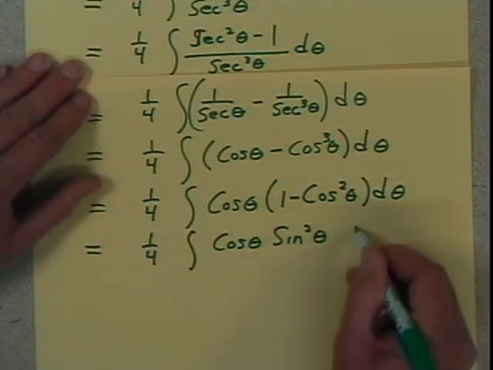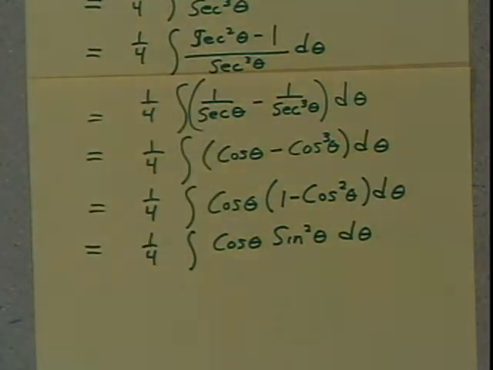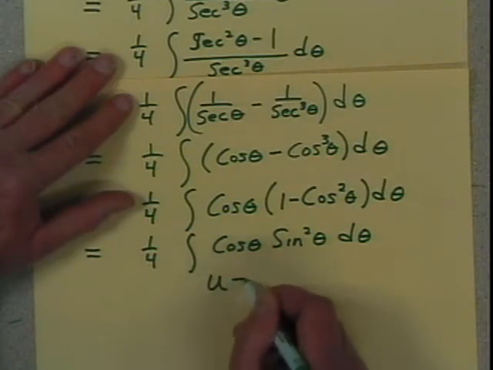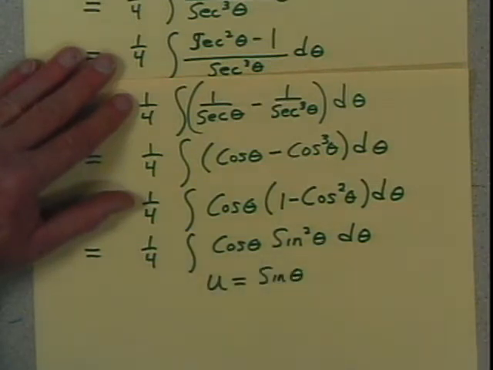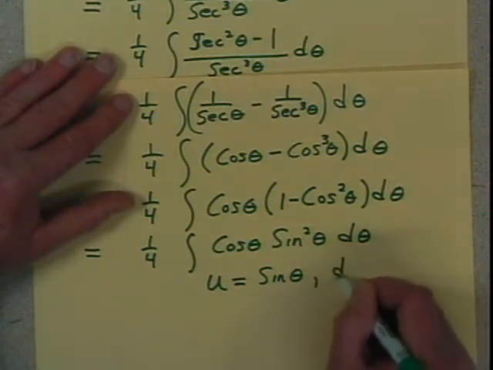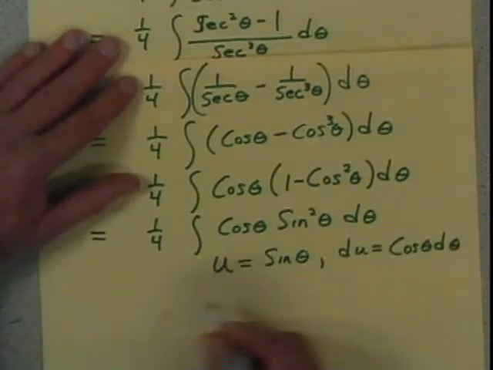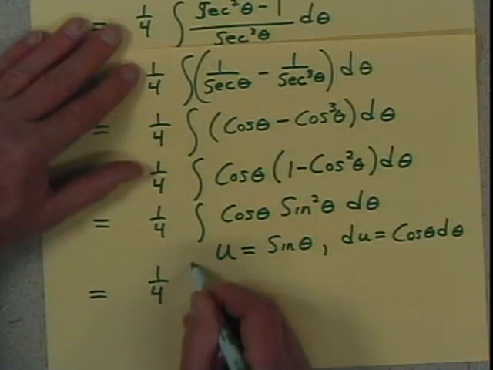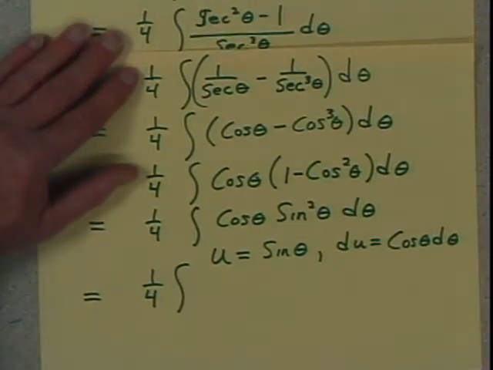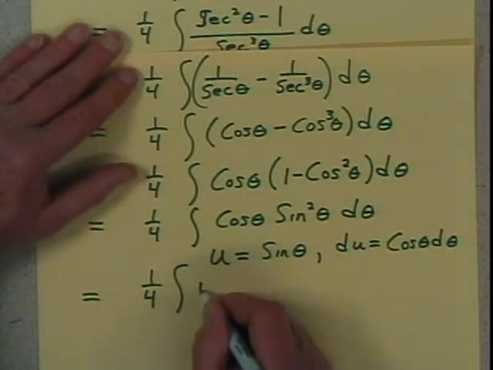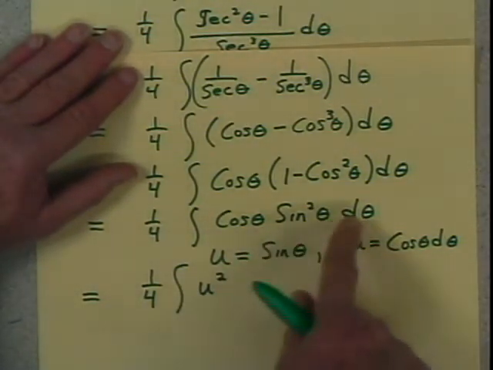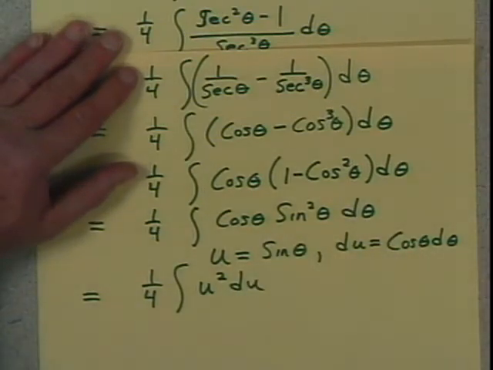Now it looks like one of those beginning integrals from 7.2. And you remember how we handled it? What did we let our u equal? We let the u equal sine theta, because then our du is what? Cosine theta d theta. So what does this become? Well, every time I see a sine, I'll put u in there. It becomes u squared. And every time I see a cosine theta d theta, I'll put du. That wasn't too bad, was it?